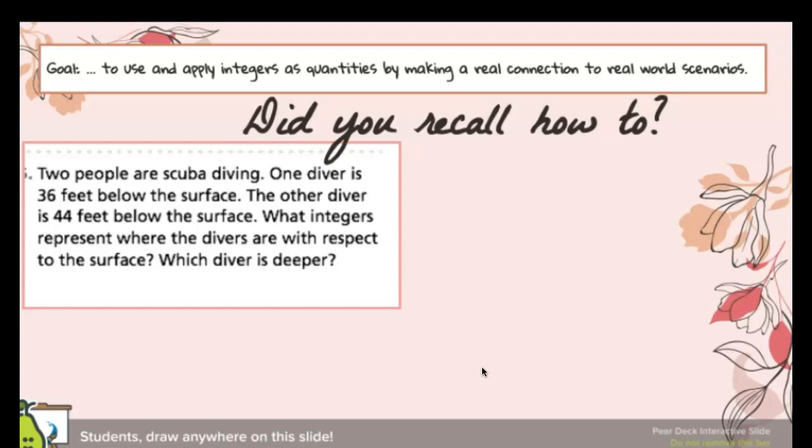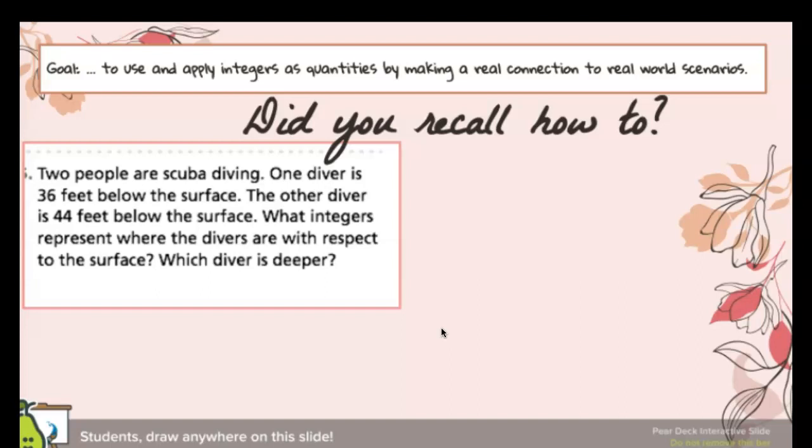I was confused with this question. Well, let me ask you, what is the number that represents the first diver? So one diver is -36, I think. And the other diver? Is -44. So which integer represents the divers? What is the number that represents the surface? We always call it 0. Okay, that represents 0. So which of them goes deeper? -44 though. Oh, so you could say it's 44 below sea level, right?